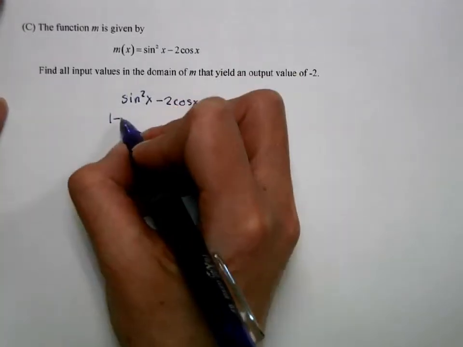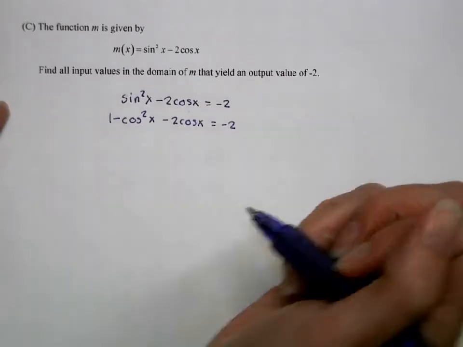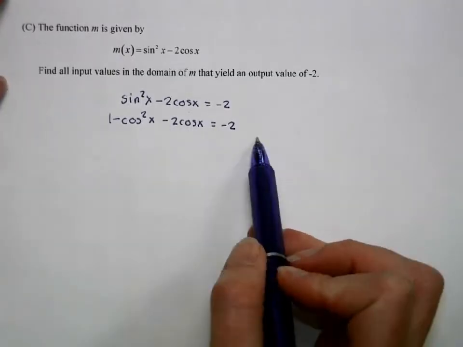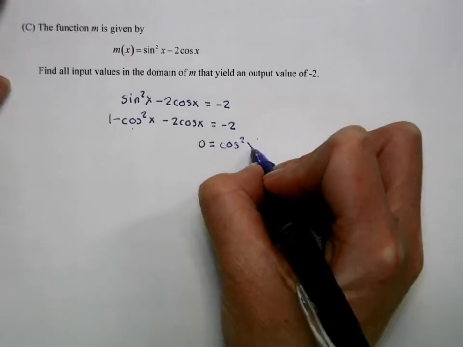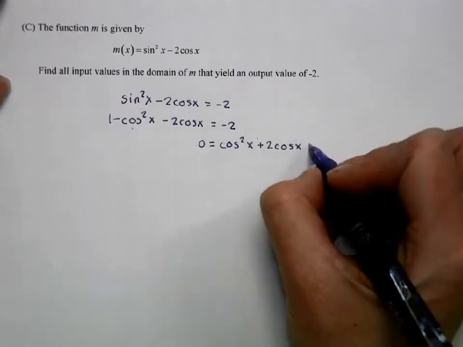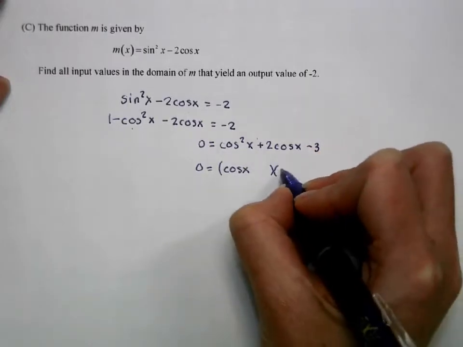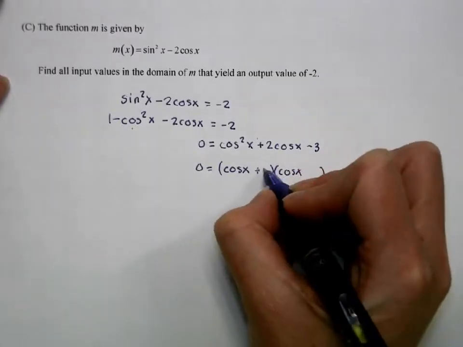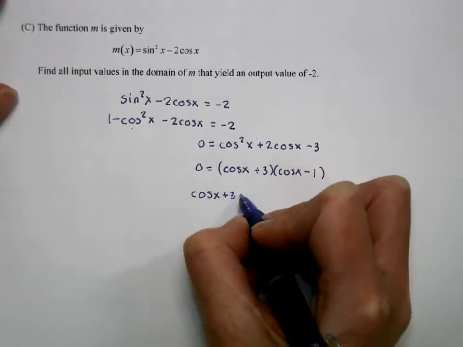Next, I want to get it so that my leading coefficient is positive. So I'm going to move all of this stuff over to this side of the equation and set it equal to 0. So I'm going to add a cosine squared, I'm going to add a 2 cosine, and I'm going to subtract a 1. Then we can factor. To multiply to get a negative 3, add to get a positive 2, we have a plus 3 and a minus 1. So either cosine x plus 3 equals 0, or cosine x minus 1 equals 0. So we're looking for where cosine of x equals negative 3, or cosine of x equals 1.